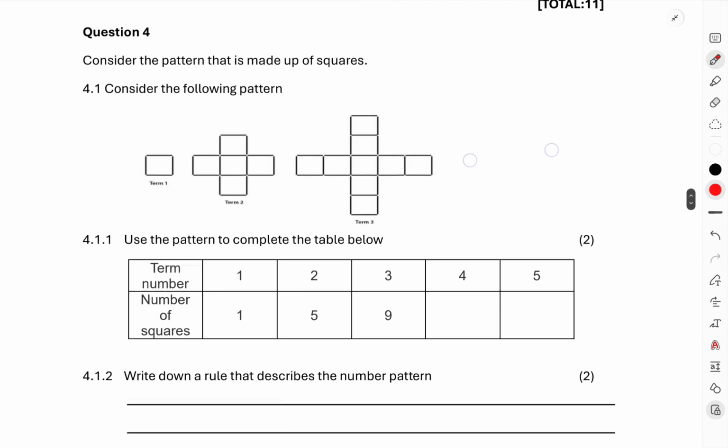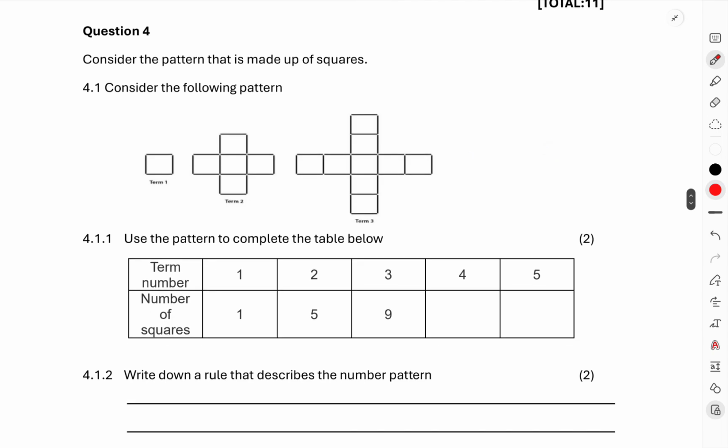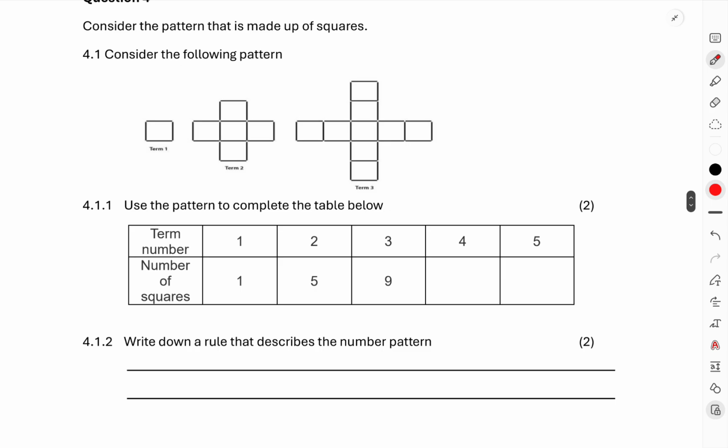Let us go to question 4. Consider the pattern that is made up of sequences, so that is made up of squares. This is term number 1, T1, term number 2, and term number 3. In term number 1, how many squares do we have? There's a table that is formed. In term number 1, we have 1 square. In term number 2, we have 1, 2, 3, 4, 5. We have 5 squares. In term number 3, we have 1, 2, 3, 4, 5, 6, 7, 8, 9. In term number 3, we have 9 squares.